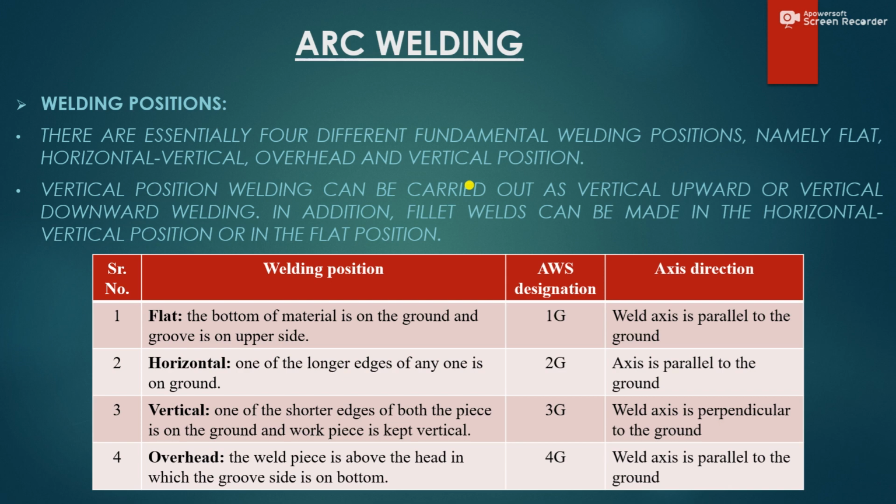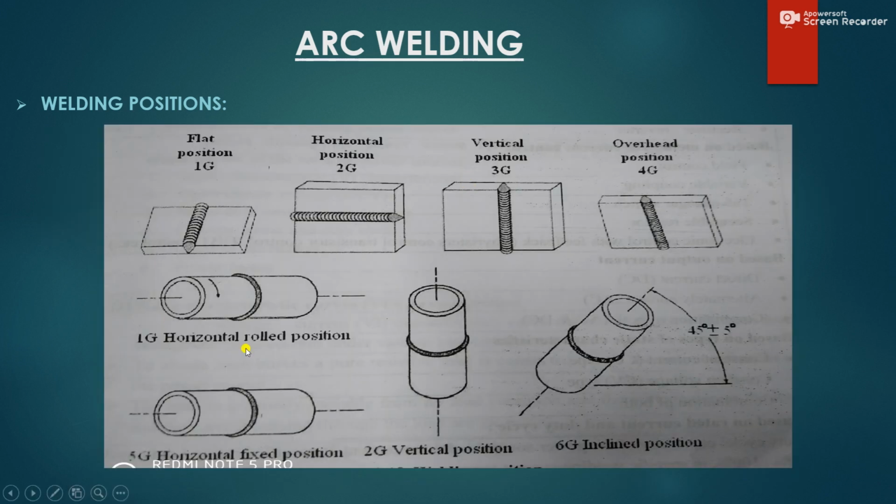Out of the 4 positions, in 3 positions the welding axis will be parallel to the ground. Only in the vertical position will the welding axis be perpendicular to the ground. So these are the different types of positions in which the welding can be carried out.